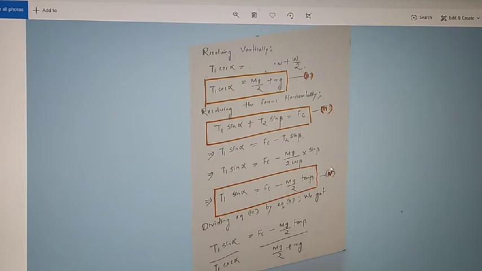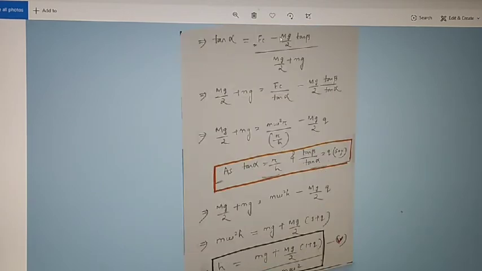Now dividing equation number 4 by equation number 2, we get T1 sin alpha is equal to Fc minus mg by 2 tan beta, divided by T1 cos alpha is equal to capital Mg by 2 plus small mg. So these two are divided, and we get the next expression as follows: tan alpha is equal to Fc minus mg by 2 tan beta, divided by capital Mg by 2 plus small mg.